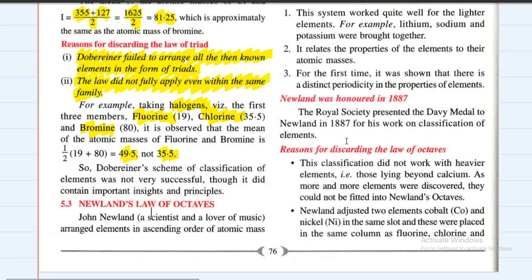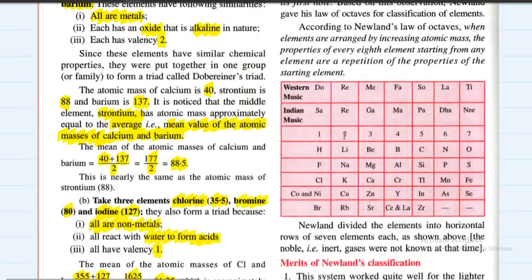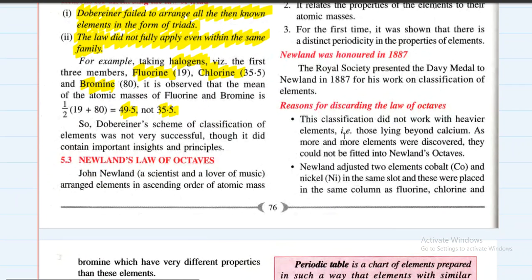Newland was honored in 1887. The Royal Society presented the Davy Medal to Newland in 1887 for his work on classification of elements. But Newland's method was not accepted fully. It was discarded.